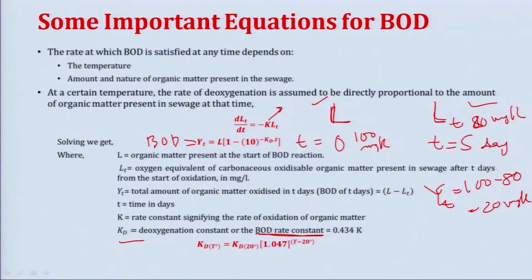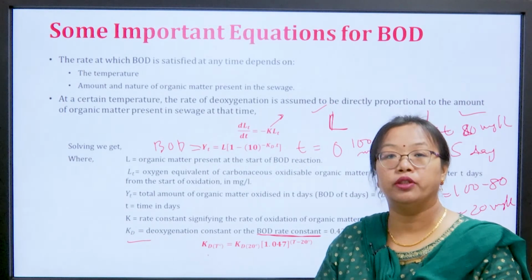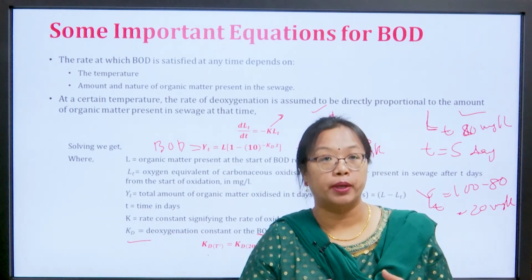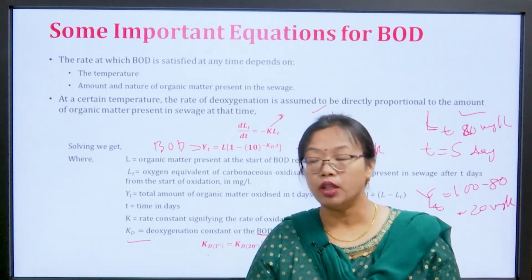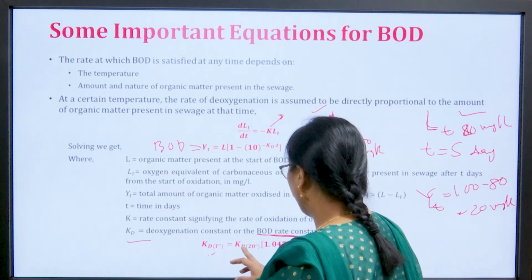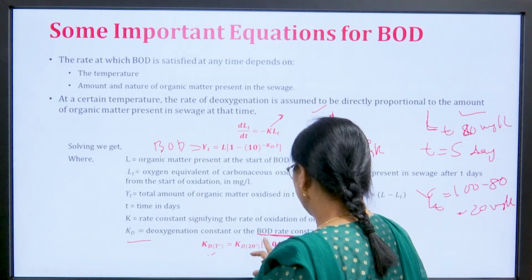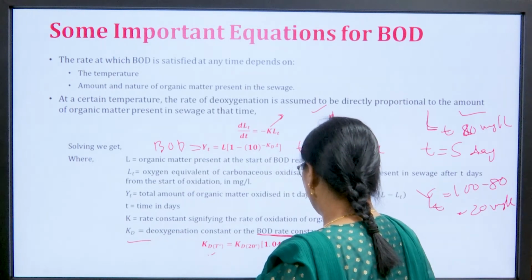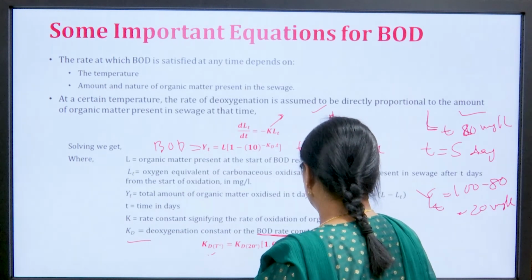Now this KD is dependent on the temperature. So there is a temperature reaction here. KD at T degree centigrade will be equal to KD at 20 degree centigrade open bracket 1.047 to the power T minus 20 degrees.